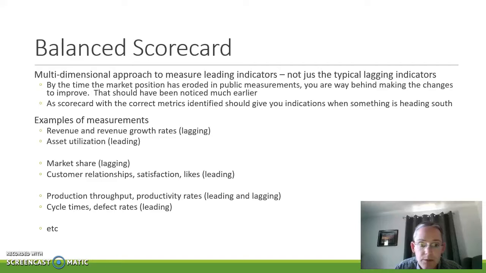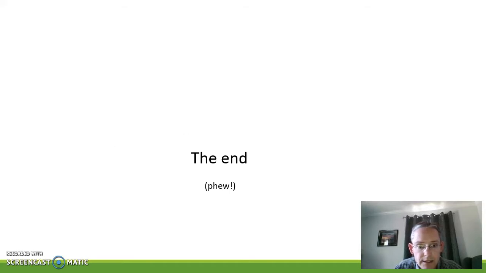Market share is lagging, but customer relationships, satisfaction, likes, and social media, those are leading. Cycle times and defect rates are leading. The actual production throughput is lagging. By the time you see a throughput problem, you would have seen it in cycle times and defect rates earlier. So get the scorecards based on those leading indicators.